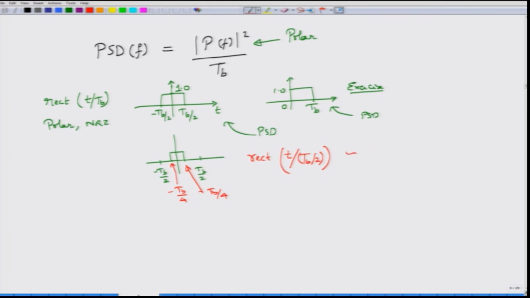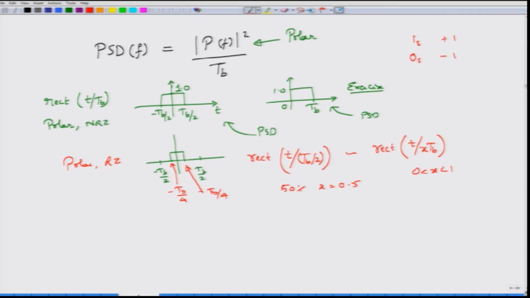In fact, you can have a general way of representing this as the rectangular function of t divided by x into Tb, where x will be a number between 0 and 1. Of course, you can't really have it as 0, because then it becomes an impulse and that is not what we are looking at. For a 50% duty cycle, x will be equal to 0.5. So, this corresponds to polar RZ format. Remember, in the polar format, symbol 1 is represented by plus 1 and symbol 0 is represented by minus 1.